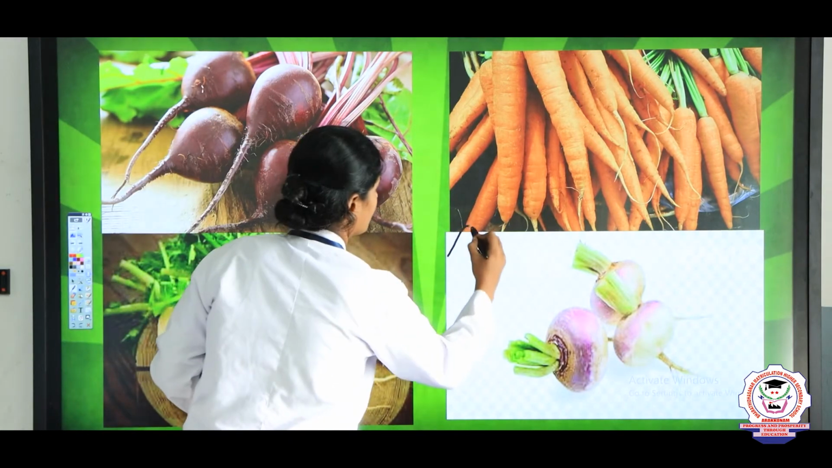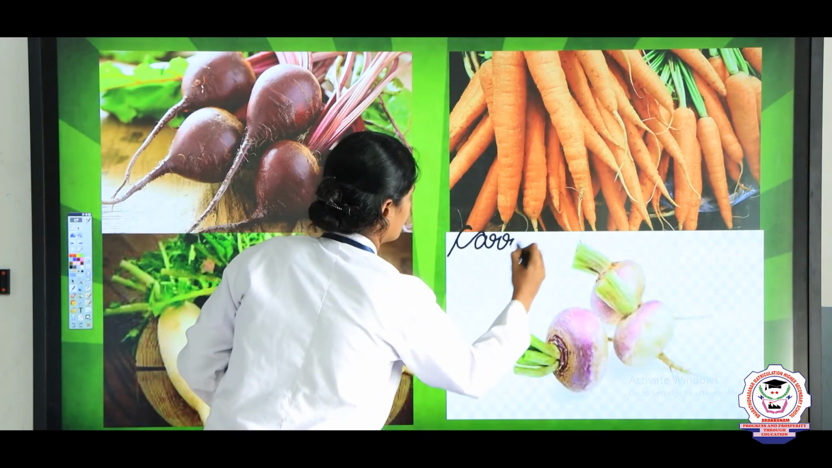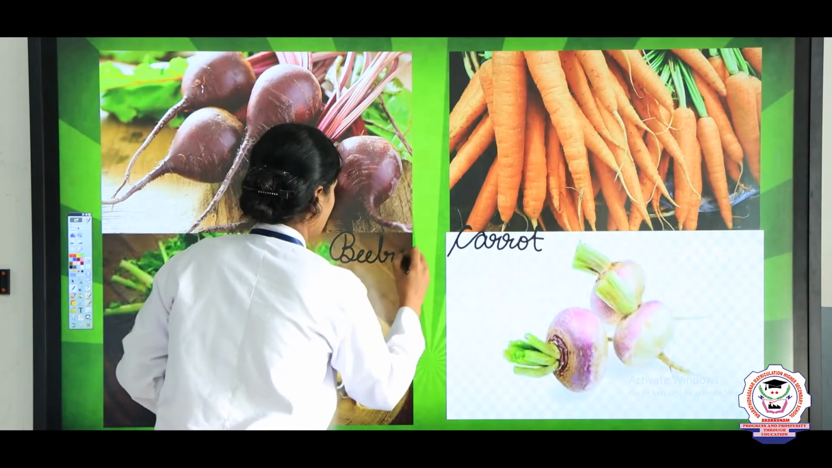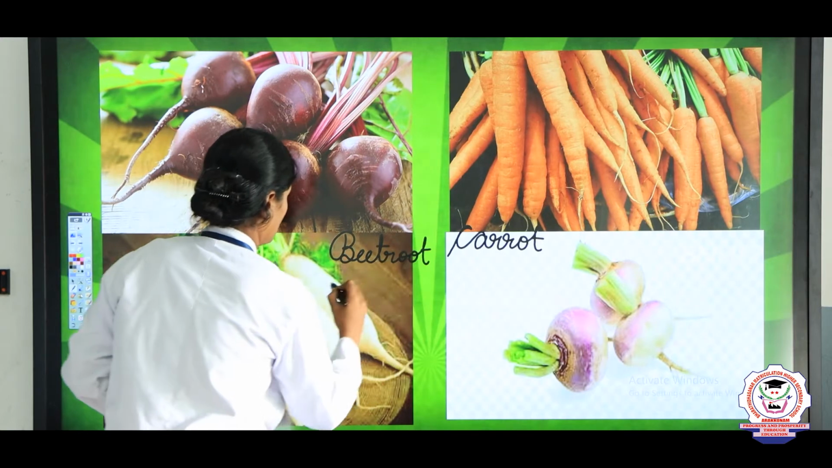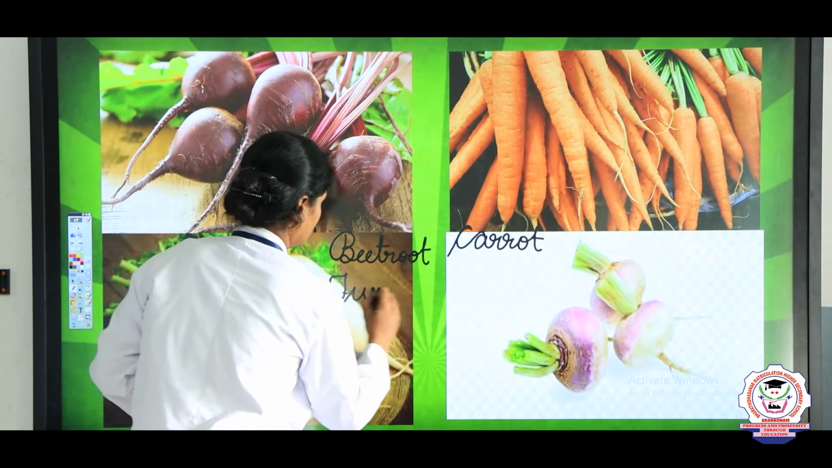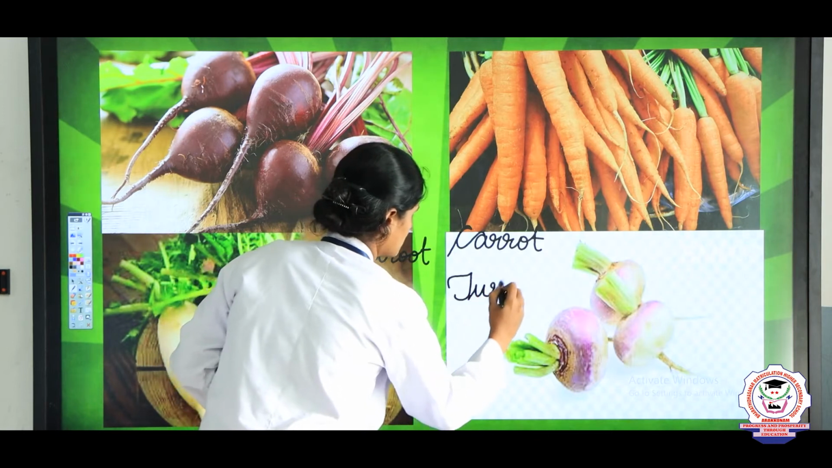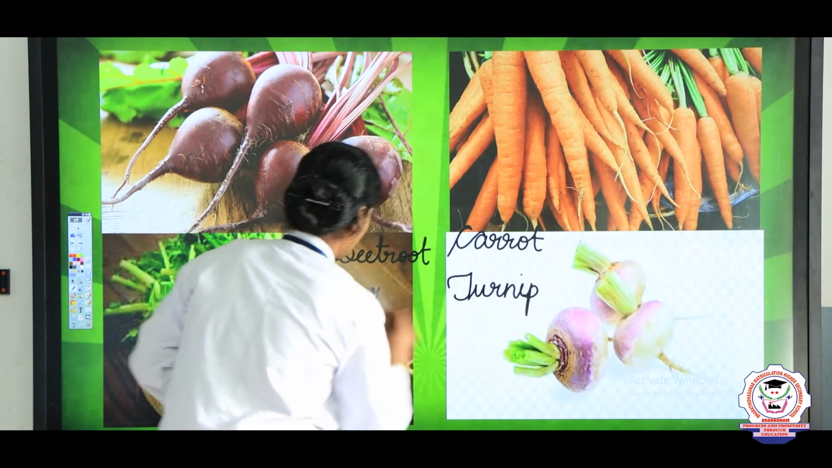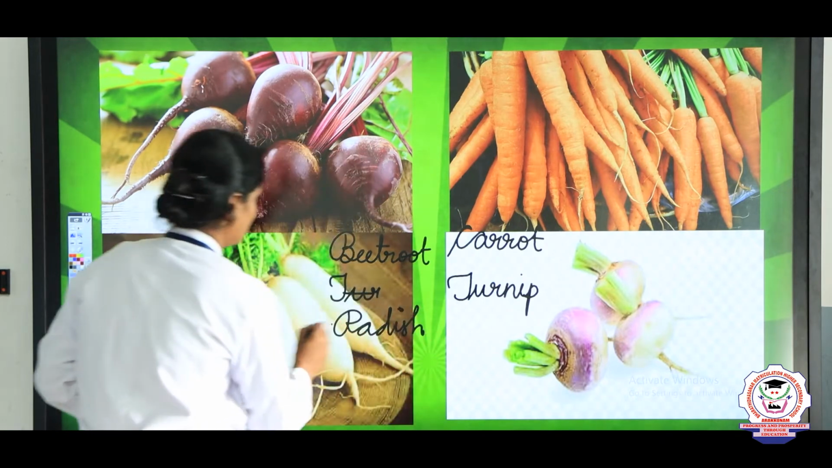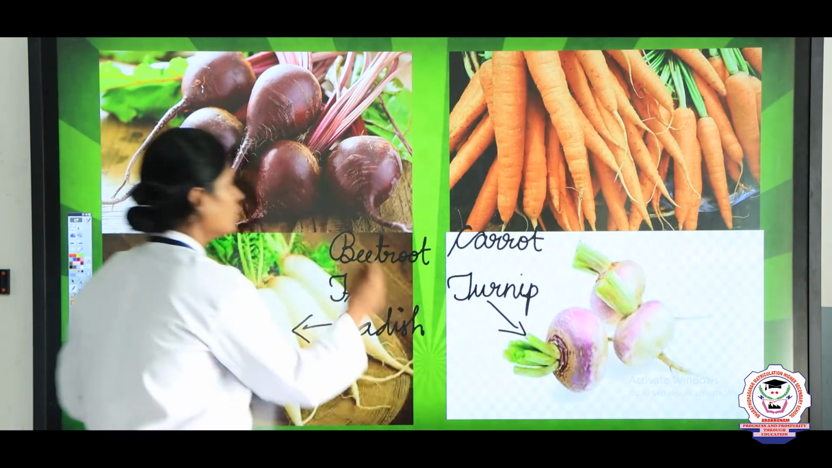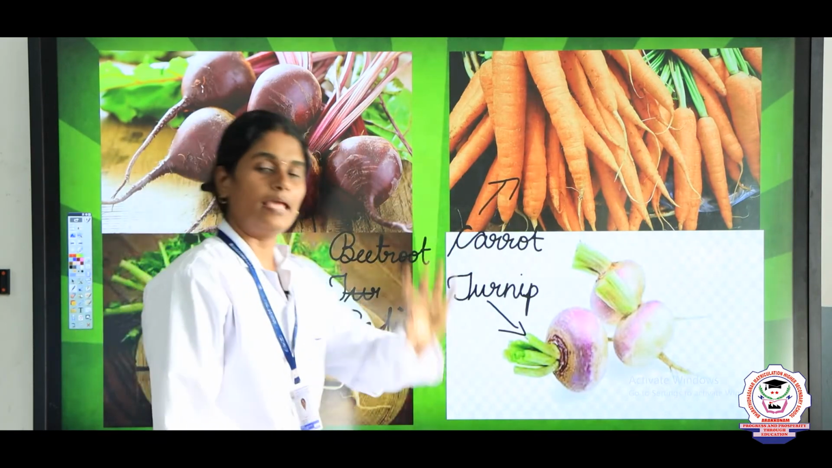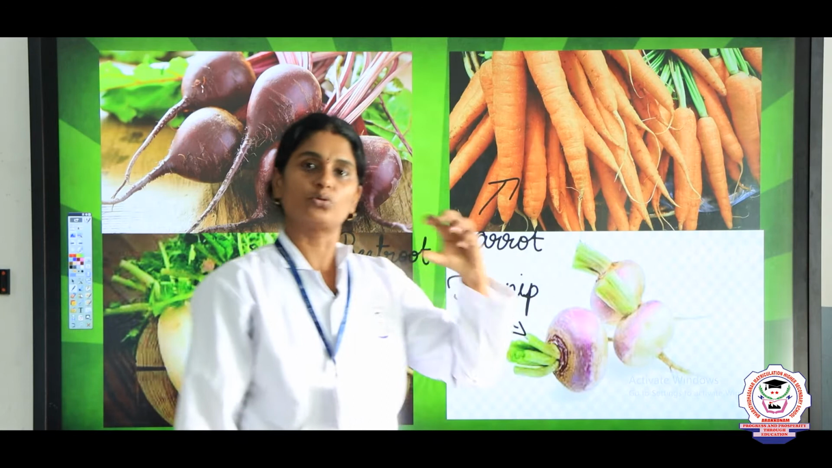Carrot, beetroot, turnip, and radish. Okay, so radish and turnip, right? So beetroot and carrot. These plants store the food in the roots.